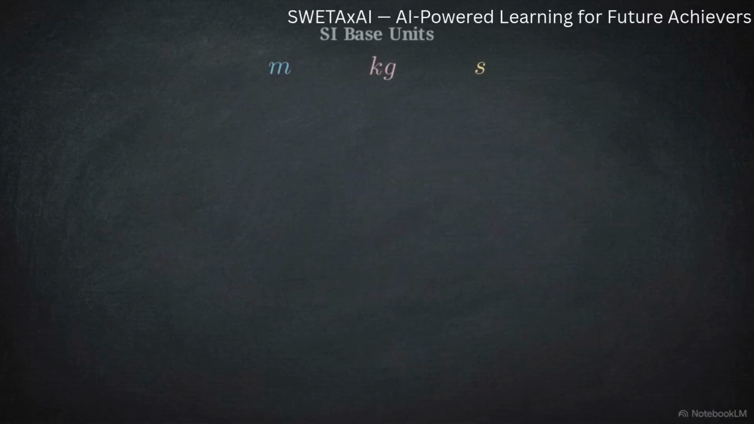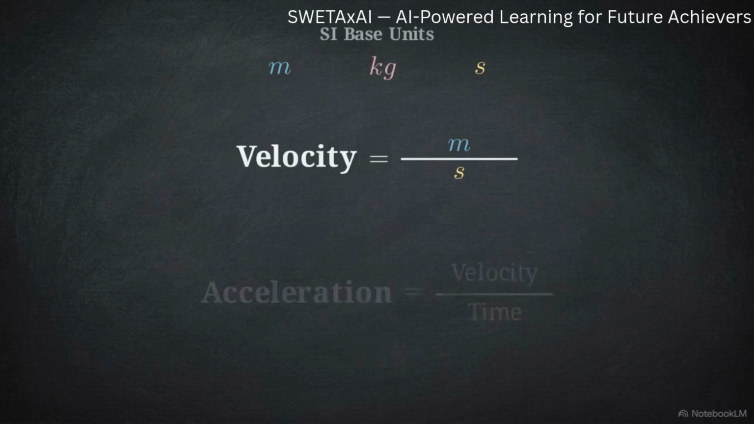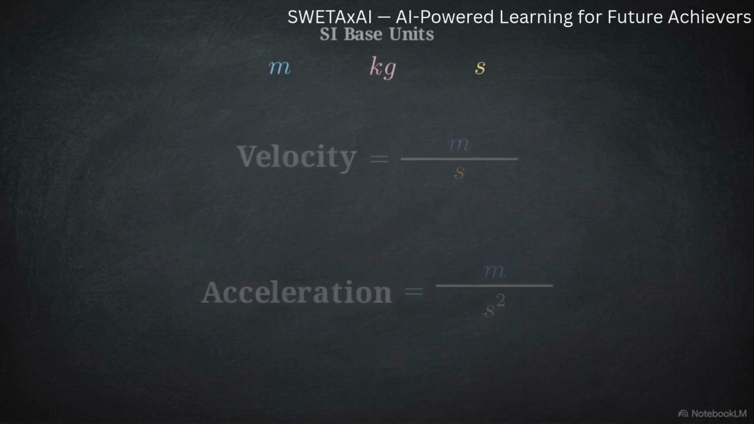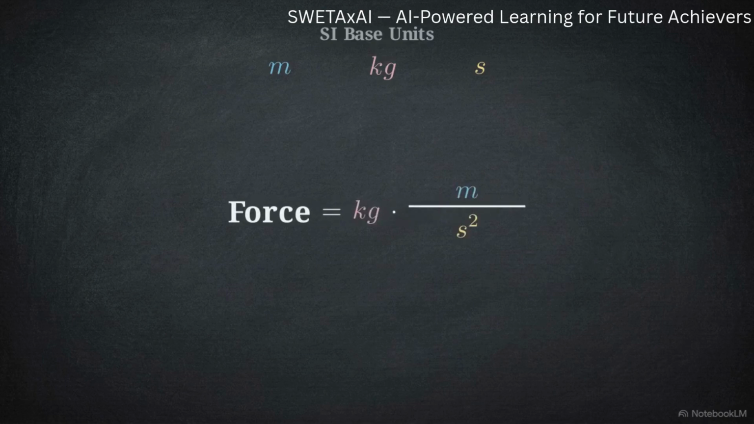Derived quantities are generated entirely by multiplying or dividing these base units. Velocity is the simplest derivation. Its formula, distance divided by time, maps directly to its unit, meters per second. Acceleration measures how velocity changes over time. Dividing meters per second by another second gives us meters per second squared.